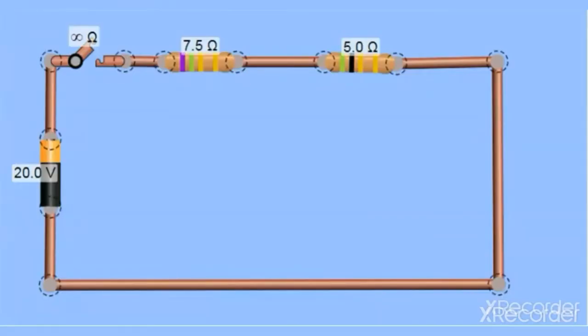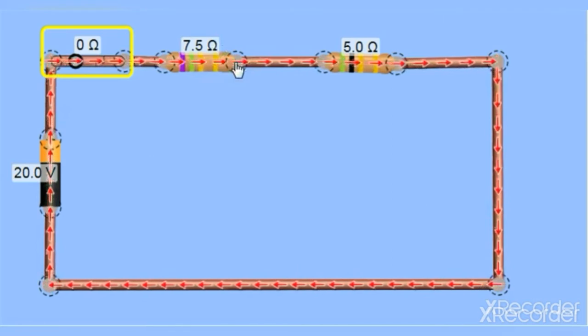Kirchhoff's voltage law states that the sum of voltage rise is equal to the sum of voltage drop. Consider the circuit. If I close the switch, the arrow mark represents current flowing through the closed circuit. Now the voltage rise is 20 volt. The supply voltage is normally called the voltage rise, and the voltage drop means the voltage drop across the resistances. Now the voltage rise is 20 volt, and the voltage drop across the two resistances, 7.5 ohm and 5 ohm, is measured using the voltmeter.